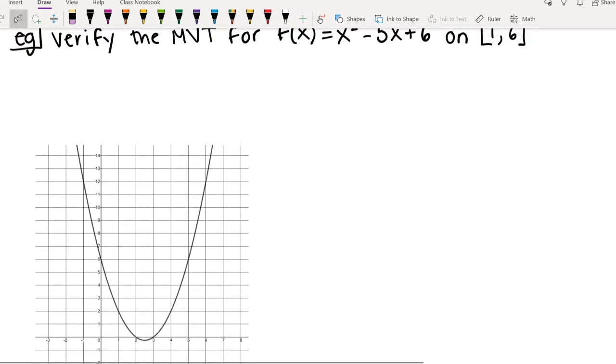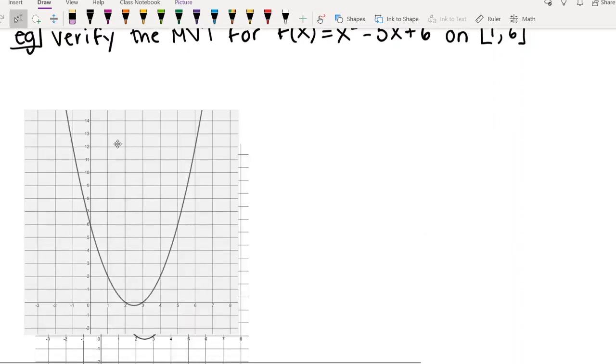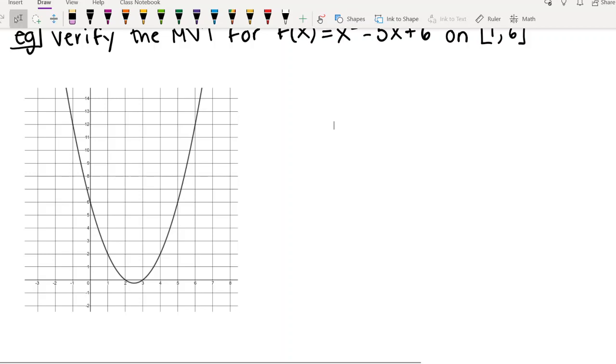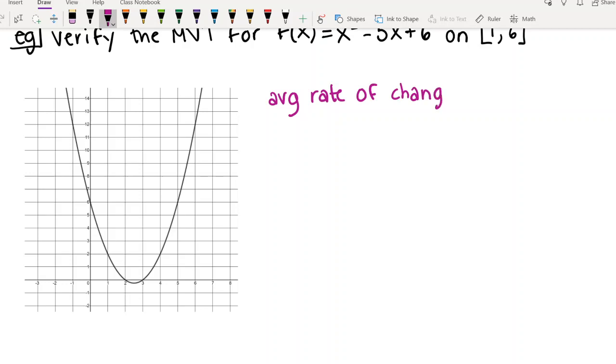So what's the first step in verifying the mean value theorem? Well, basically, we want to figure out what is that average rate of change. And then we're going to try to figure out where is that place where the average rate of change is equal to the instantaneous rate of change. So the first thing we want to find is the average rate of change on the interval from 1 to 6.